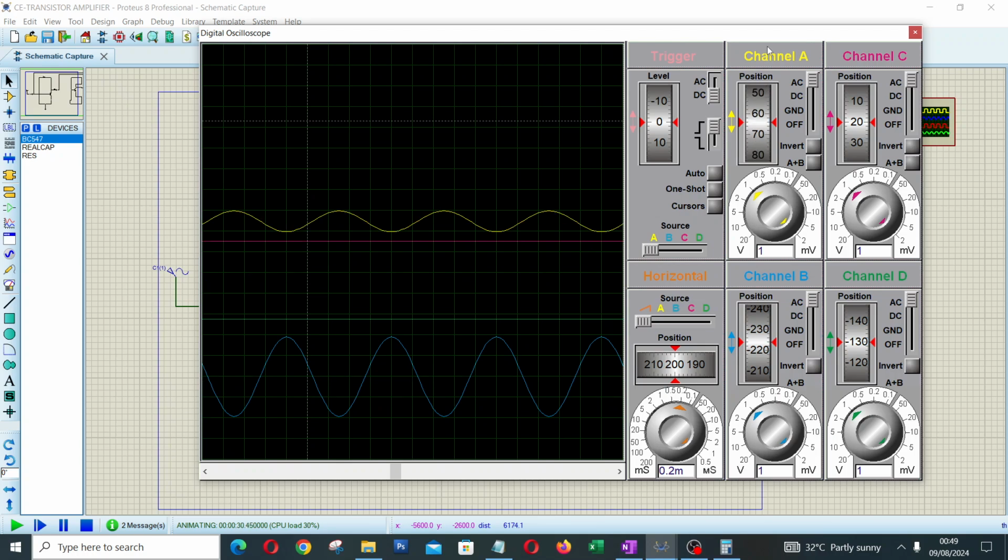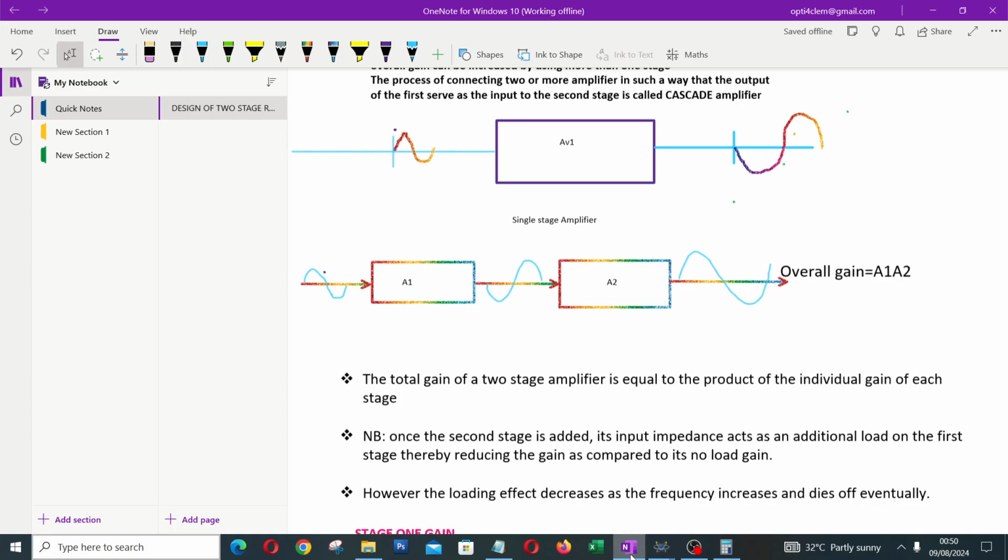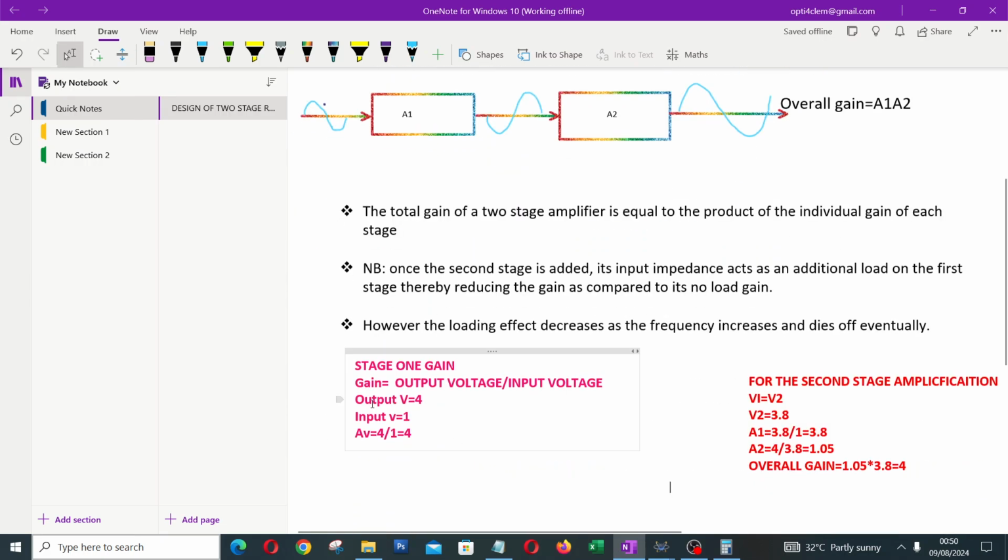So let's try to measure them individually. This is the input signal, and each box on the input signal represents 1 volt, since we connected the input signal to channel A. Let's measure the input signal so that we can ascertain the gain. You can see that the input signal is sitting on one box, and one box is equal to 1 volt, which means our input voltage is 1 multiplied by 1, which is 1 volt.